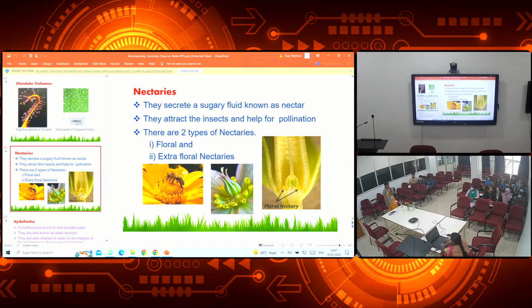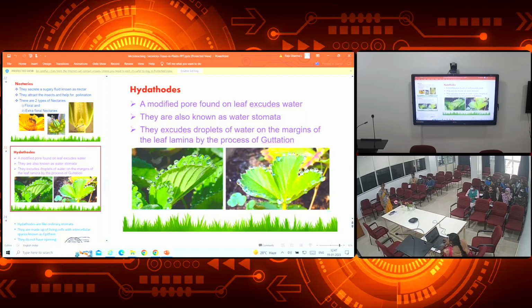Next is nectaries. Nectary is nothing but honey: a sugary fluid secreted from that particular gland. You might have seen it; I have shown you also. We have two types: floral nectaries and extrafloral nectaries.